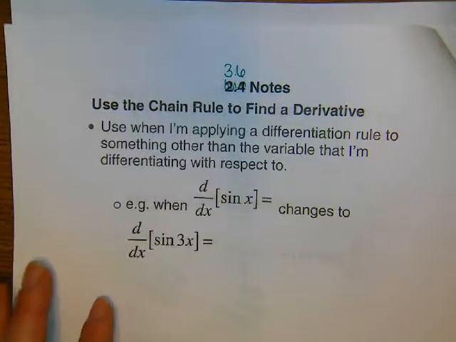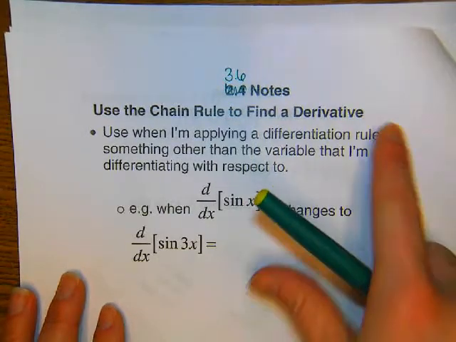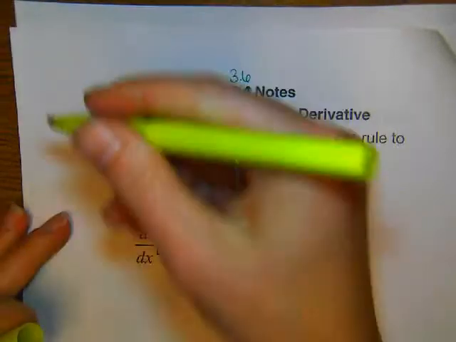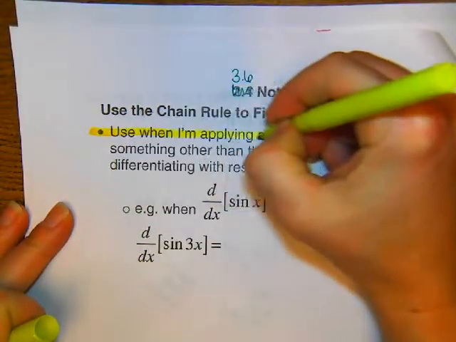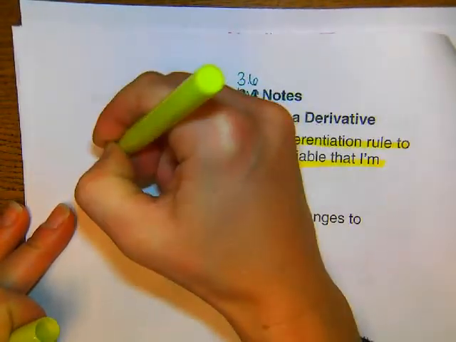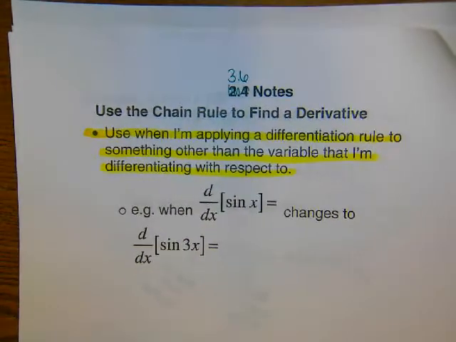So we're going to use the chain rule to find a derivative. You don't know what it is exactly yet. The only time you're going to use chain rule is when I'm applying a differentiation rule to something other than the variable that I'm differentiating with respect to. So underline that or read it a second.